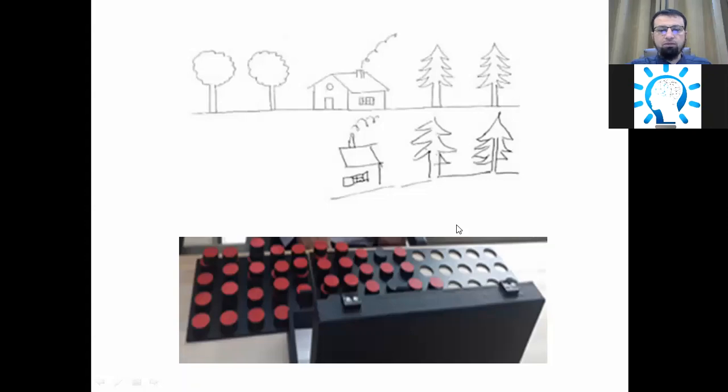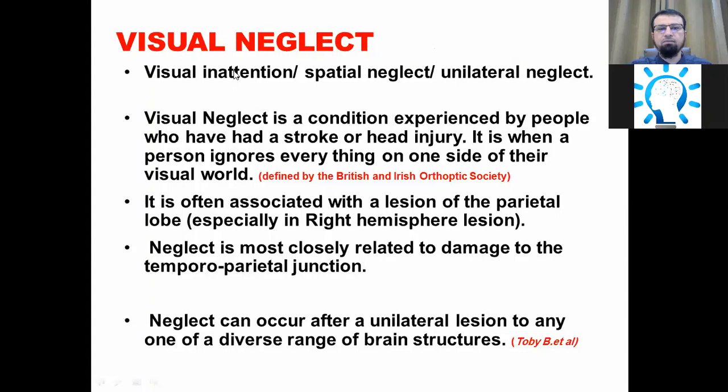So the patient with visual field problems will compensate because he has awareness about his problem. Visual neglect, which is also called visual inattention, spatial neglect, or unilateral neglect, is a condition experienced by people who had brain injury, including stroke, head injury, and other conditions. It is when a person ignores the whole world, on the right side or left side.